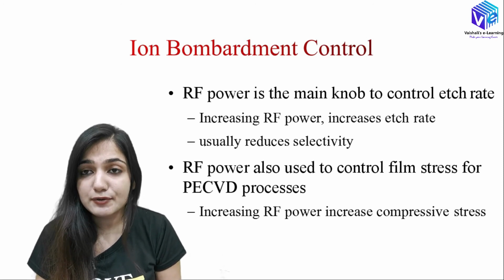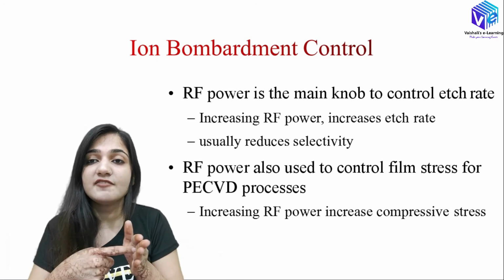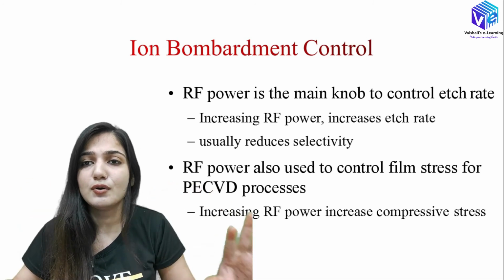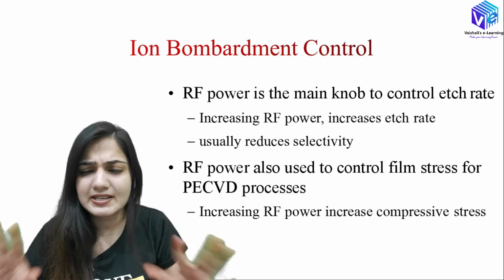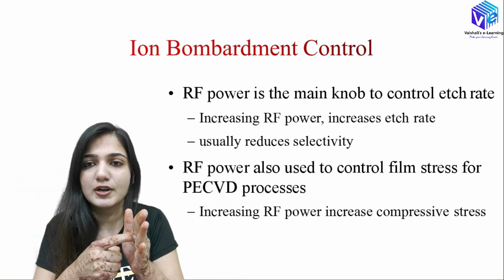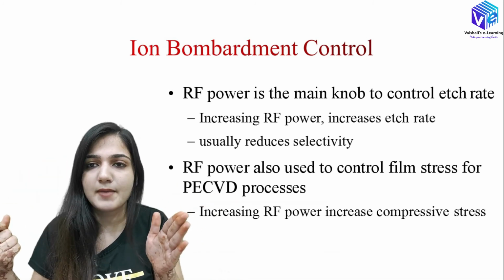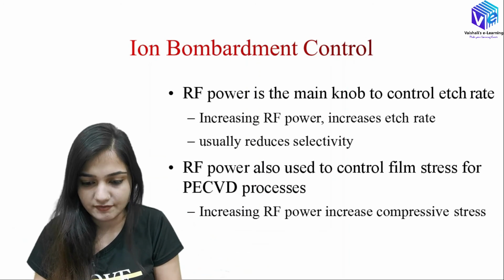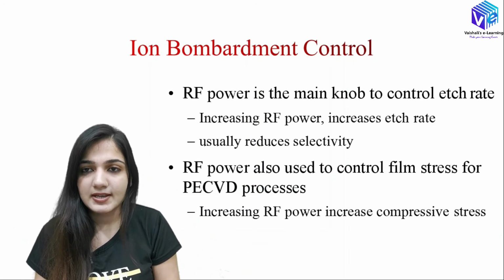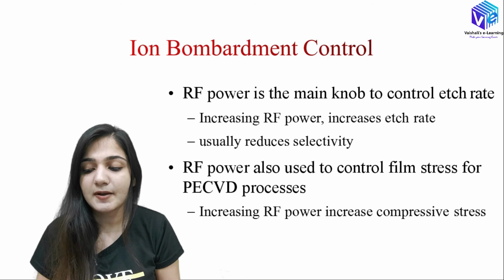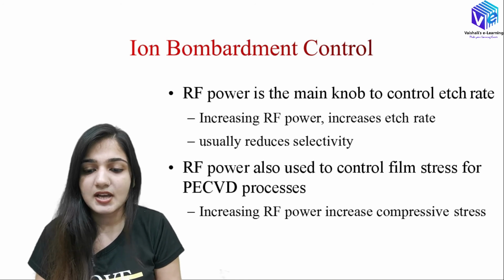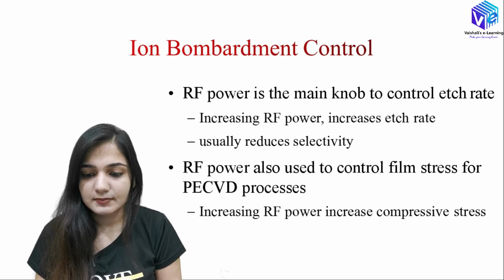Usually it reduces the selectivity, because if RF power is high, it does not know which kind of material it is etching, whether silicon dioxide or silicon. It is falling on the surface and removing atoms from it, so it is less selective. RF power can also be used to control the film stress for the PECVD process. Increasing RF power increases the compressive stress, and this is how we control the stress.